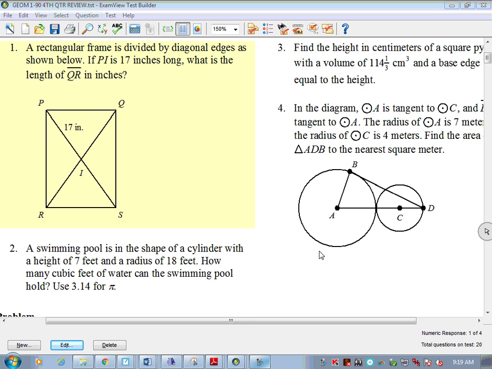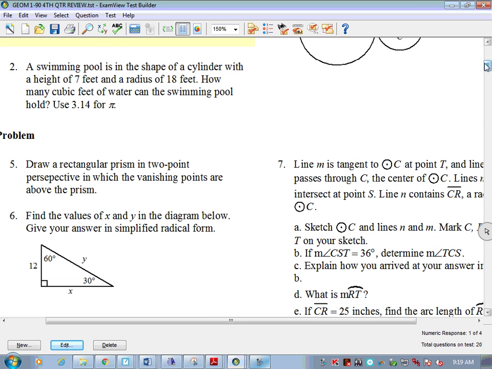All right, number 2. A swimming pool is in the shape of a cylinder with a height of 7 feet and a radius of 18 feet. How many cubic feet of water can the swimming pool hold? We want to use 3.14 for pi. What type of formula are we going to use? Surface area, lateral area, volume? What are we trying to find? Volume, okay? Specifically the volume of a cylinder.